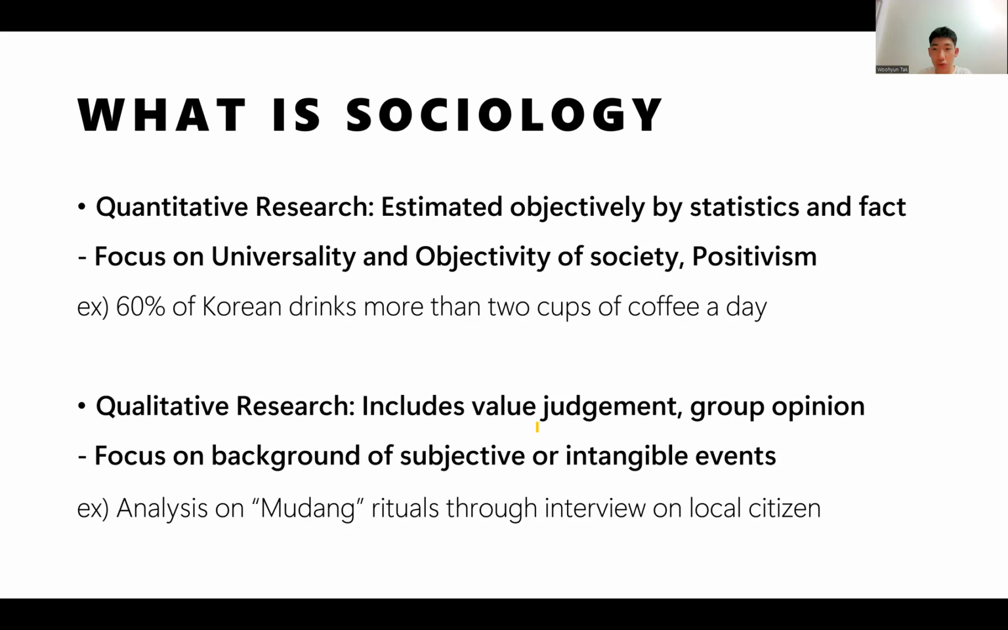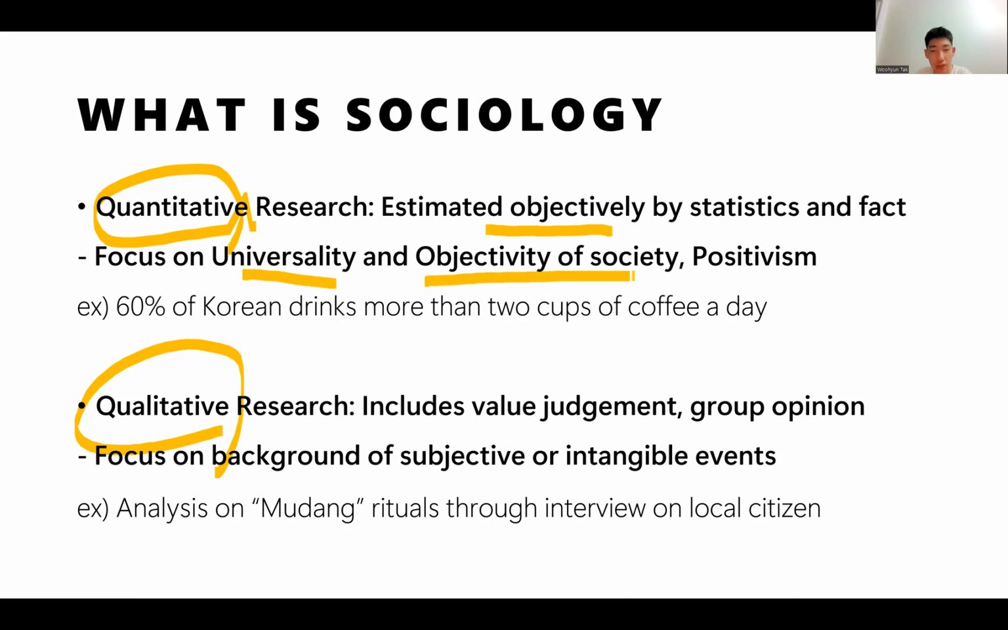Then there is a difference in how to research in the sociological field. There are two types of methods. One is quantitative and the second one is qualitative. Quantitative research can be estimated objectively and clearly by statistics, math, and fact. So it focuses on the universality and objectivity of society, like there is a universal rule that can be found in mathematical numbers. Also, it is based on the idea of positivism, which we will discuss deeply later, but positivism means considering social studies the same as natural science studies.